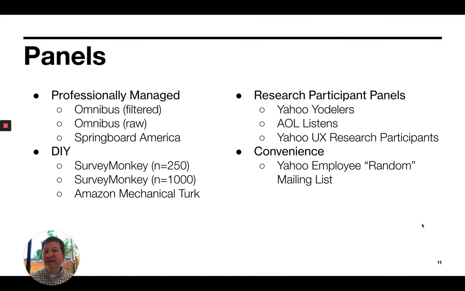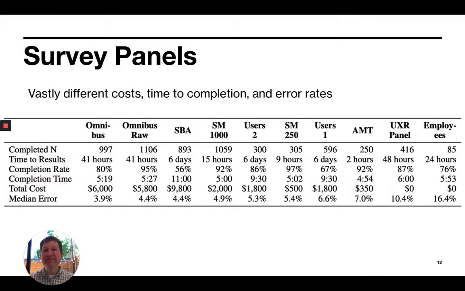These were the 10 panels that we used. We had 3 that were professionally managed. We had 3 that were in the do-it-yourself category, or some of these faster, cheaper methods. We had 3 that were research participant panels that we have access to at Yahoo. And then we had 1 that was a convenience sample, which was just a Yahoo employee list. Often people will send something out to their lab or their university, and we wanted to see how bad is that. And we'll share that with you in a few minutes.